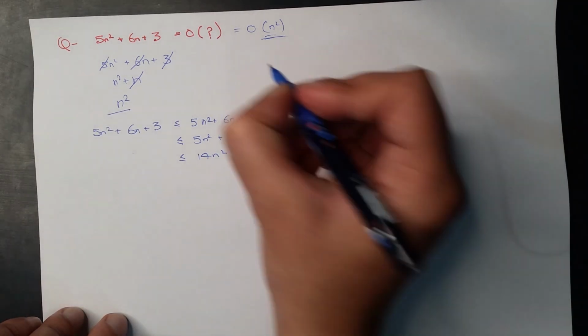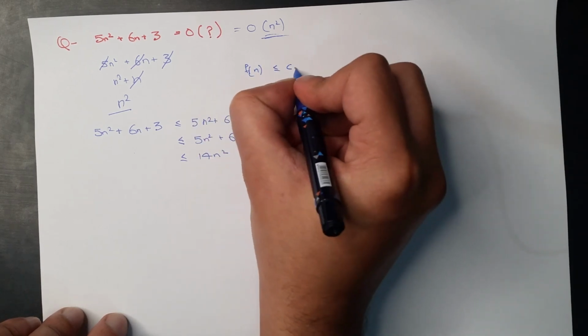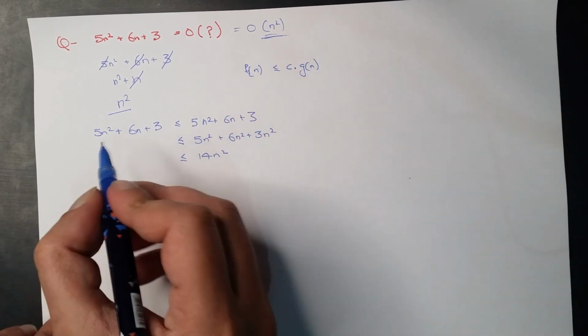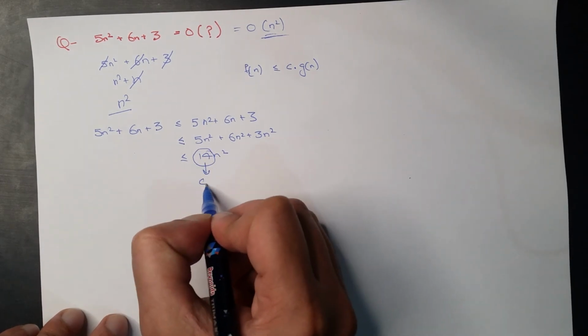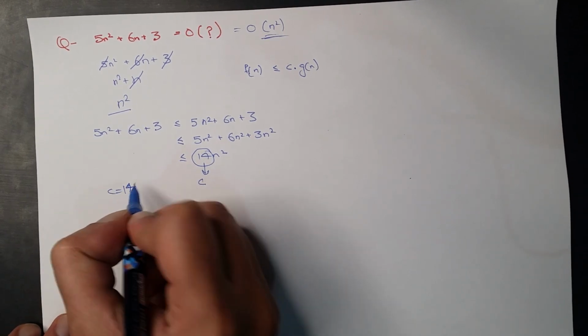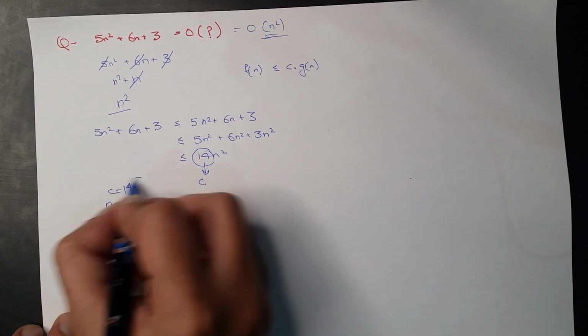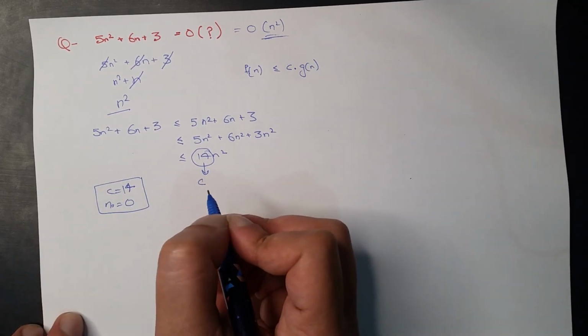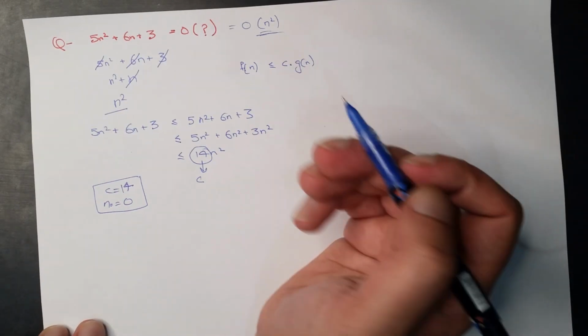The condition for big O was f(n) is less than or equal to c dot g(n). Now we can see that this 14 can be written as c. Now for c equal to 14, we can take any n naught, say n naught equal to 0. We found a pair, 14 and 0, hence what we assumed earlier was true. 5n square plus 6n plus 3 is big O of n square.